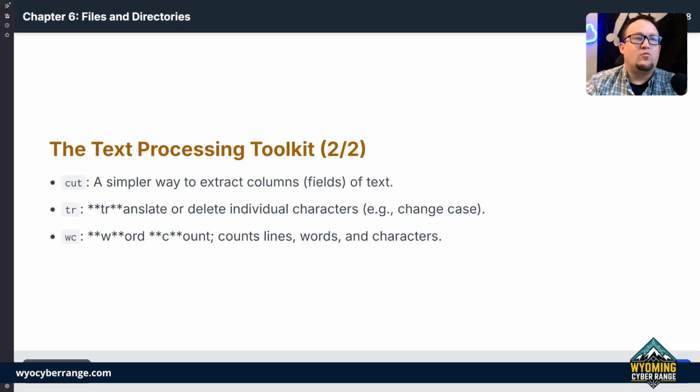And then lastly, we have word count. Word count is another one of those very useful tools, especially when script writing, to figure out, well, how many lines am I dealing with? How many words am I dealing with within a certain file? We can do a wc -l for lines, and it will come back with how many lines are within a file.